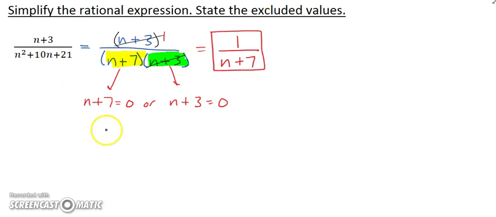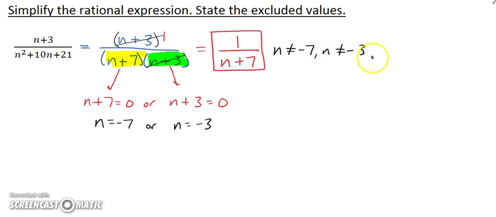And it's easy to solve those for n. N equal to negative 7 would make this factor 0. N equal to negative 3 would make this factor 0. So I better say that n can't be negative 7, and n can't be negative 3. And I've got my simplified expression with, in this case, two excluded values.